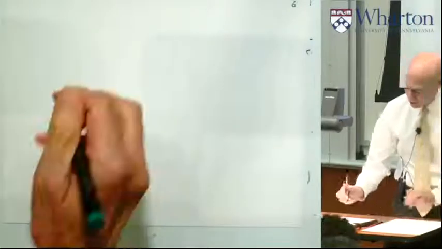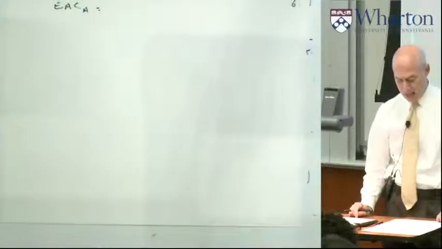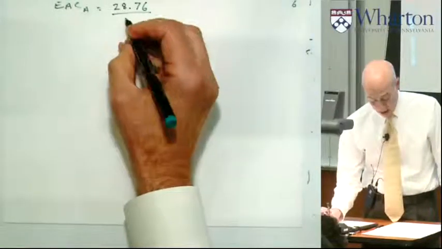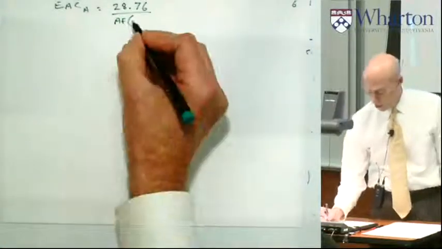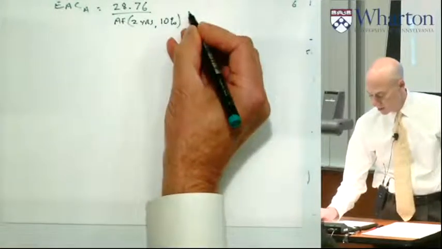What we've got is that the equivalent annual cost for A is going to be what? Which one do we take? We're going to take the total cost. We want to take the total present value of the cost. So for A, we're going to take 28.76. We're going to divide it by an annuity factor for how many years? 2, because that's the life of A. And we're going to use our 10% discount rate.